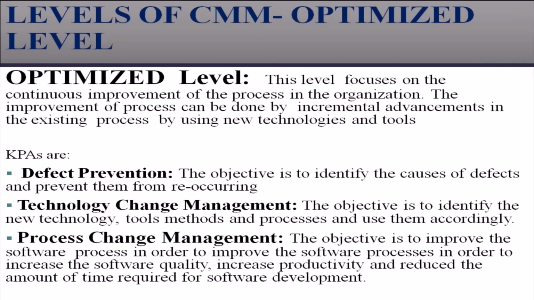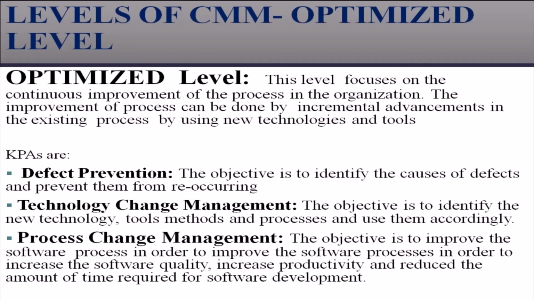And the last level of the CMM model is the optimized level. This level focuses on the continuous improvement of the process in the organization. The improvement of the process can be done by incremental advancement in the existing process by using new technologies and tools. And the main focus in the optimized level is on continuous process improvement. And the KPAs are defect prevention, technology change management, and process change management.